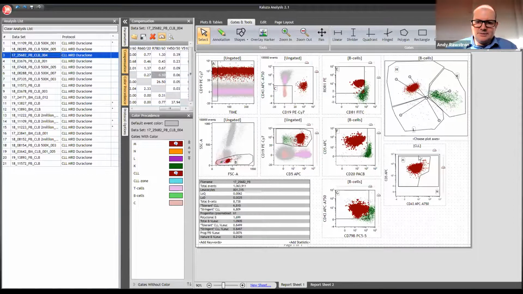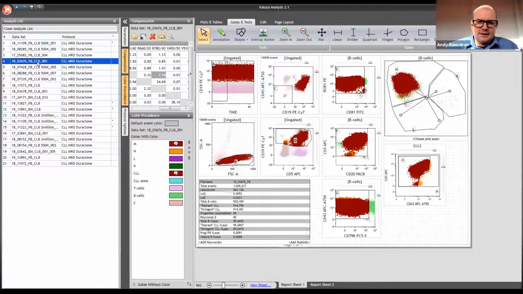There's virtually no reason to adjust any of the gates there. It's not going to change the result. It's clearly MRD positive. The normal B cells are also evident there. So as long as the QC is okay, we can pass that and report that as residual disease detectable 0.85%.